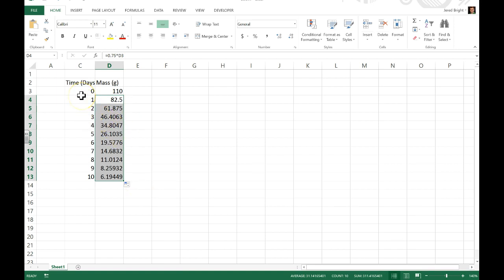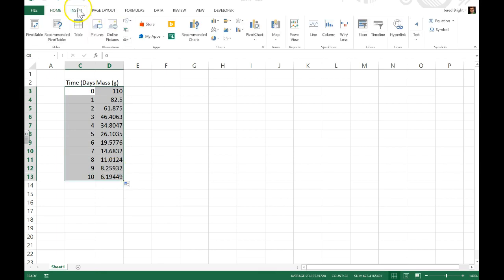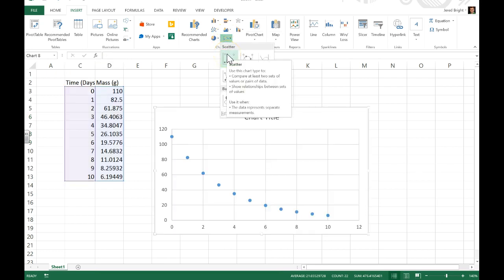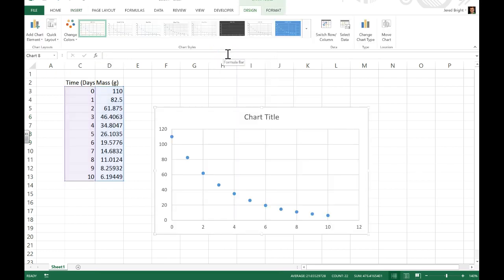If we want to graph this data, all we have to do is select all the data that we wish to graph, go into Insert, and make a scatter plot just because I have discrete data. And we can see the trend here.